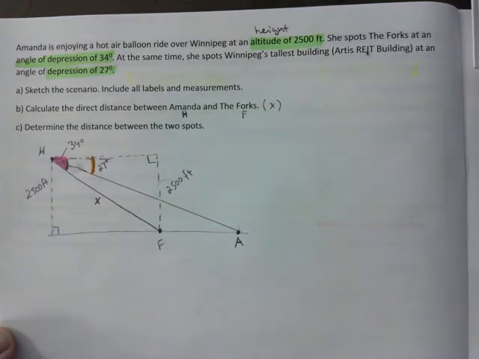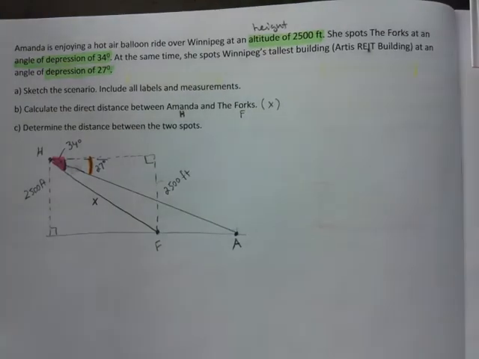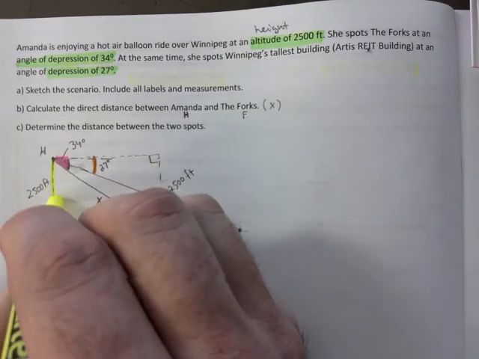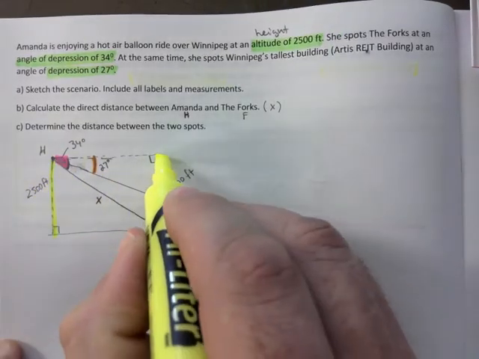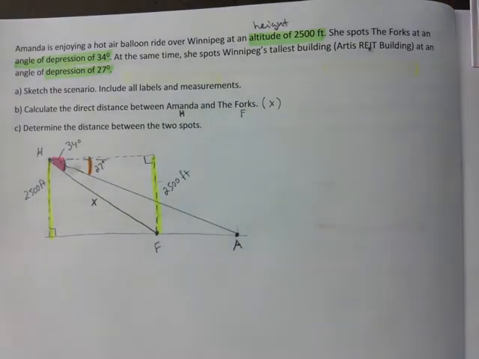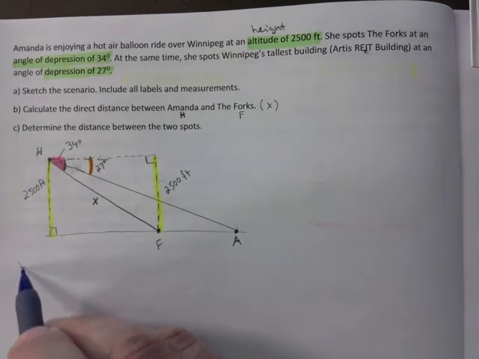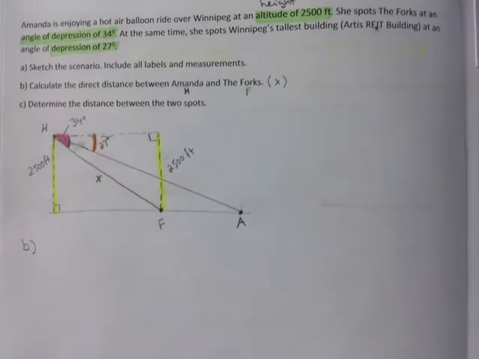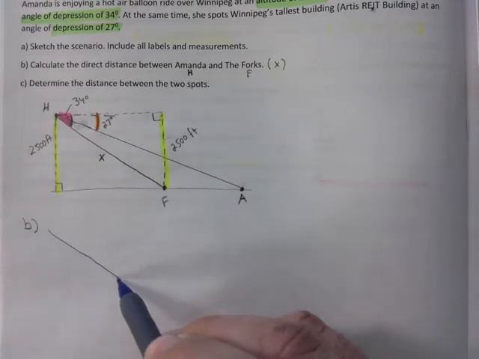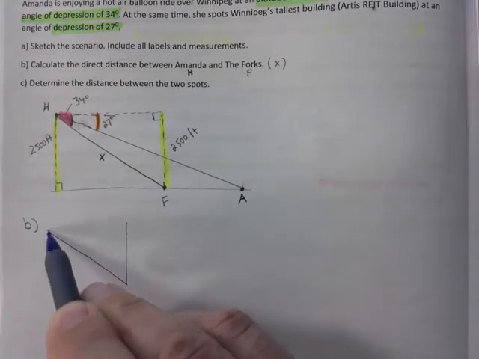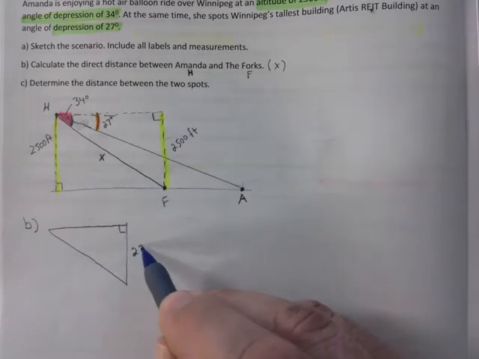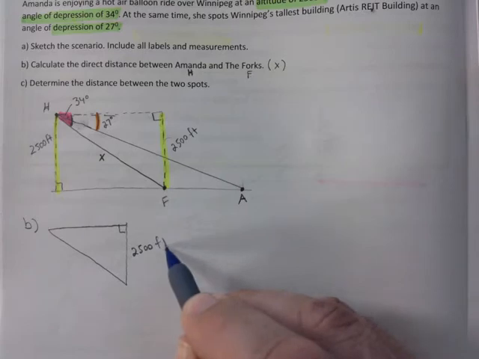It's very important that you notice that, that this height doesn't change. Wherever you go, that stays the same. So for B, I'm trying to solve B right there. I'm going to draw my triangle like this. I know that this is 2,500 feet.